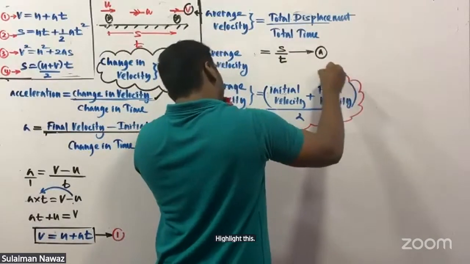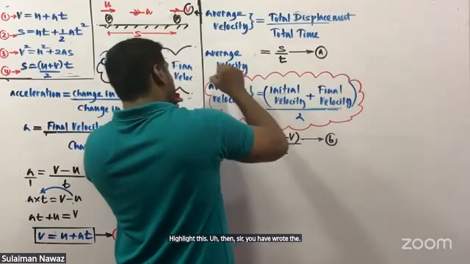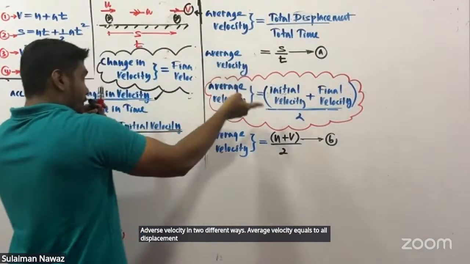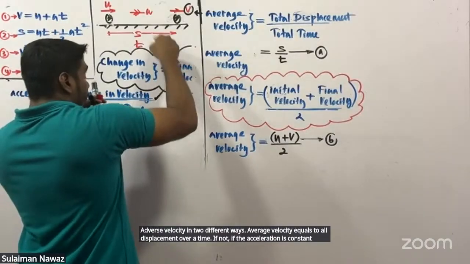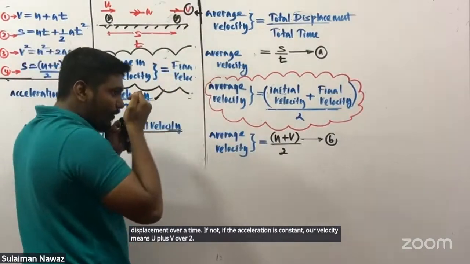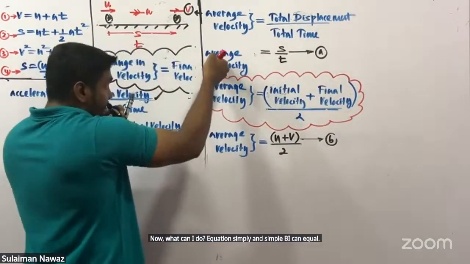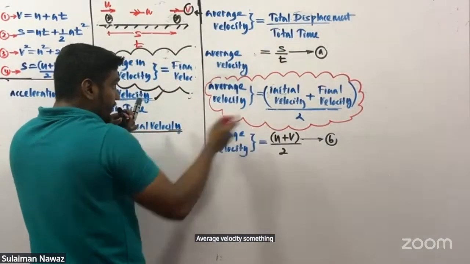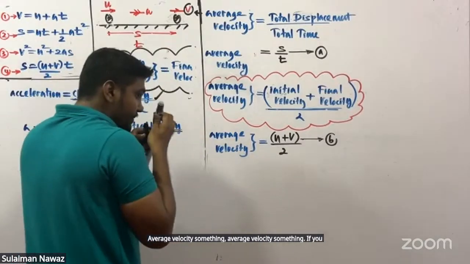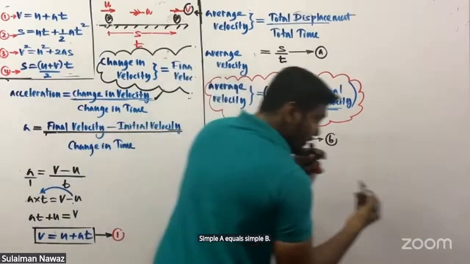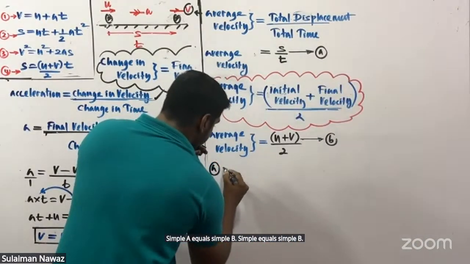So you have written the average velocity in two different ways. Average velocity equals total displacement over total time. If the acceleration is constant, average velocity means u plus v over 2. Now, what can I do? Equation A and equation B I can equate. Average velocity equals average velocity, so A equals B.